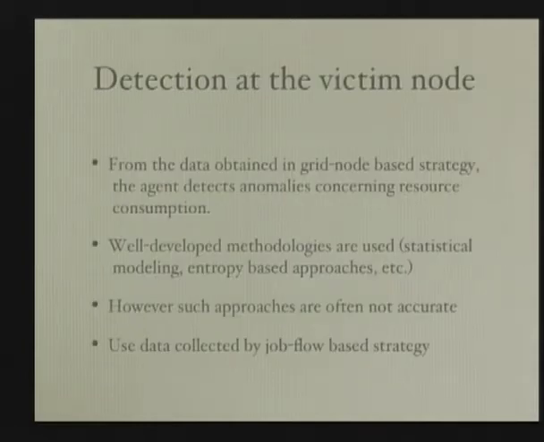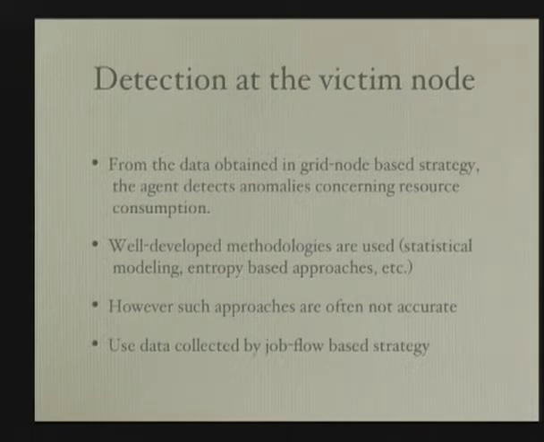Okay, so we go on to how to detect at the victim node and source node. First, detection at the victim node. There are many resources, but in this case we only consider one of the queues that I mentioned before. From the data obtained in the grid node-based strategy, the agent detects anomalies concerning resource consumption by using well-developed methodologies like statistical modeling and entropy-based approaches.